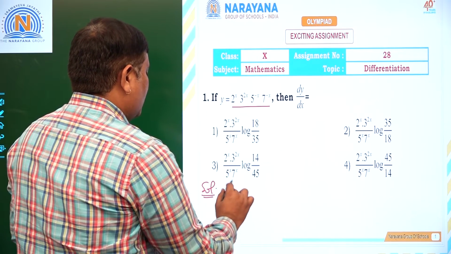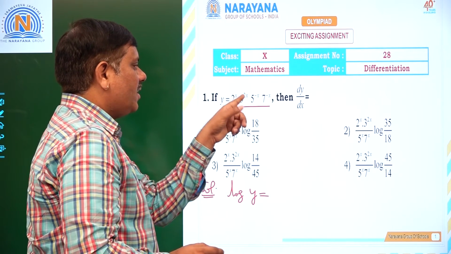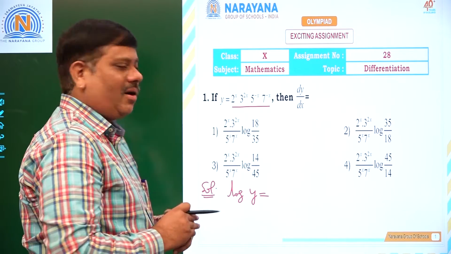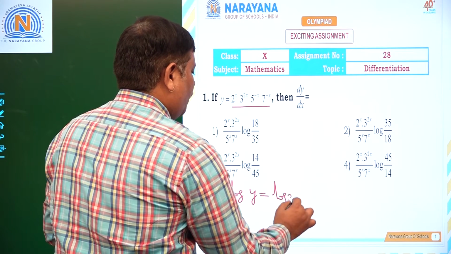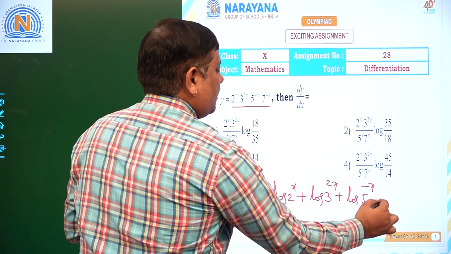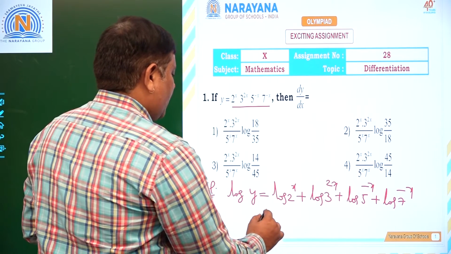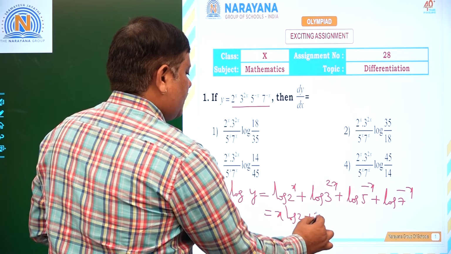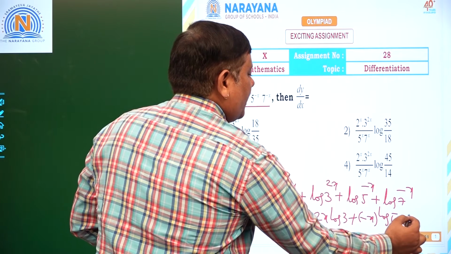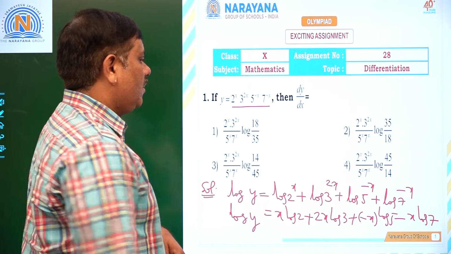So if you apply log on both the sides, log y is going to be log 2 power x plus log 3 into 3 power 2x plus log 5 power minus x plus log 7 power minus x, using the product rule of logarithm. So I write it as log 2 power x plus log 3 power 2x plus log 5 power minus x plus log 7 power minus x. Now this is otherwise x log 2 plus 2x log 3 minus x log 5 minus x log 7. I can write this. This is all equal to log y.